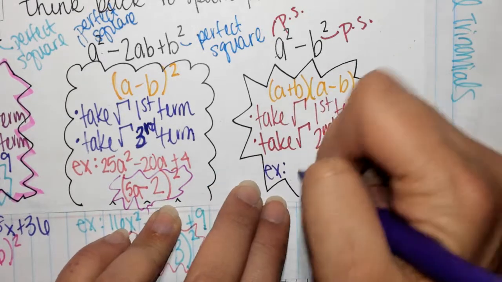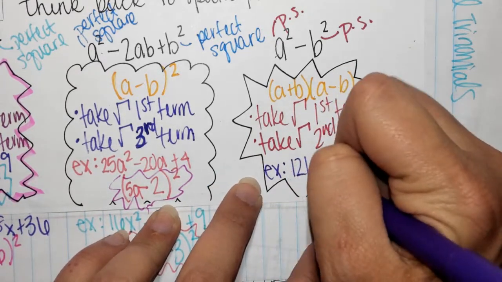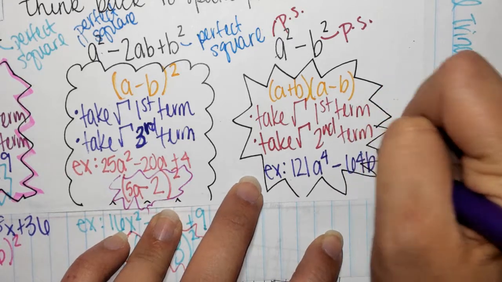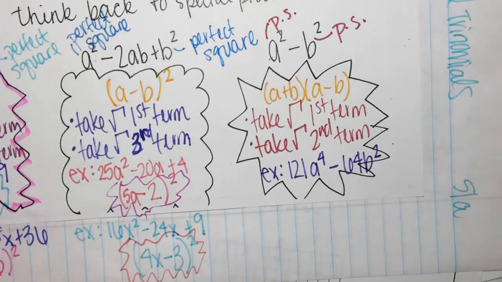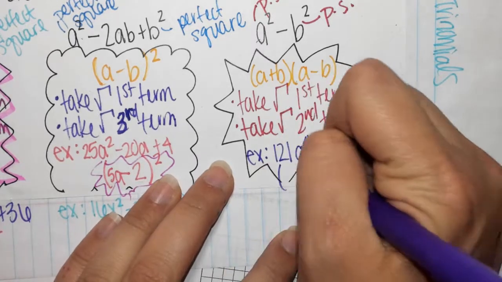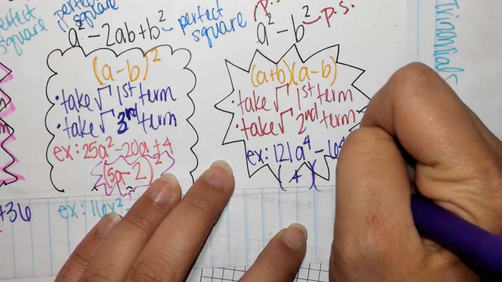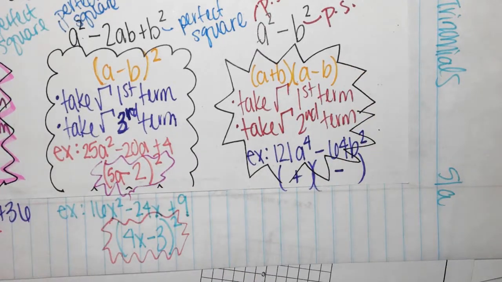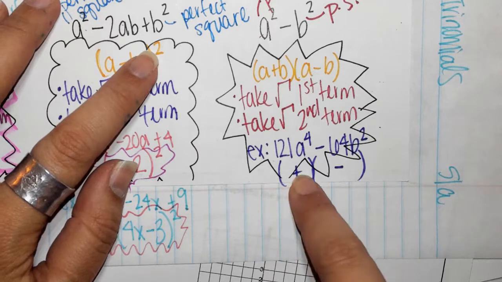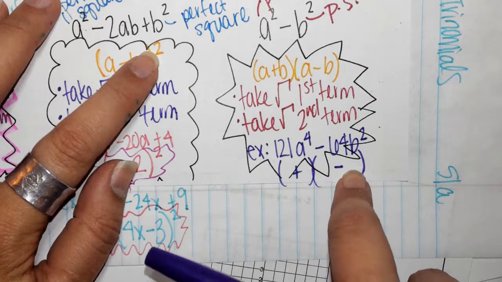So our example that we're going to start with is 121a to the 4th minus 64b squared. Both of them are perfect squares, and there are 2 terms. So how many sets of parentheses am I going to have? 2. And we're going to have a plus in one and a minus in the other. Now, what you put in one set of parentheses must match what you put in the other set of parentheses. So if I have a donut and an Oreo here, I'm going to have a donut and an Oreo here.